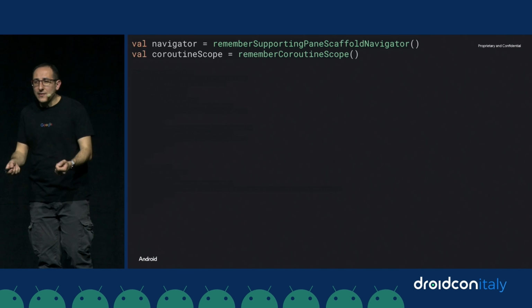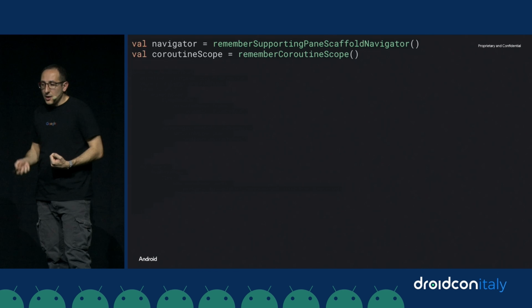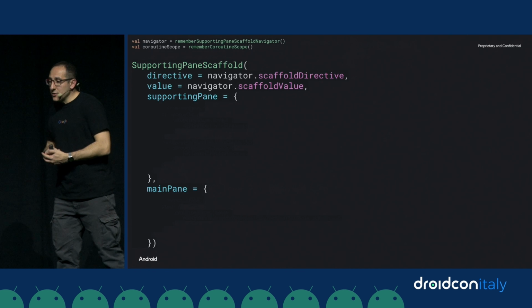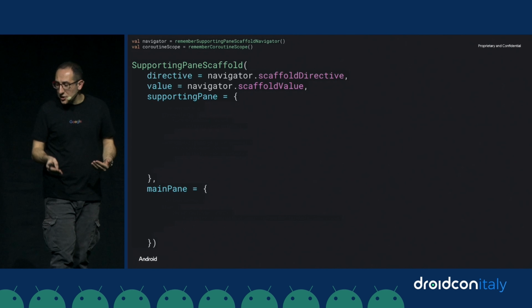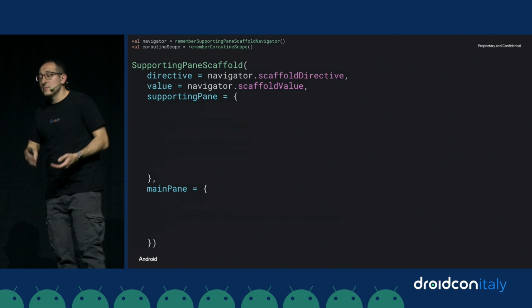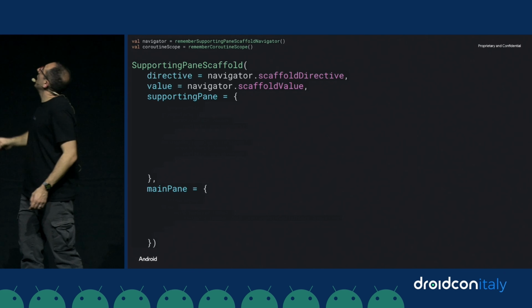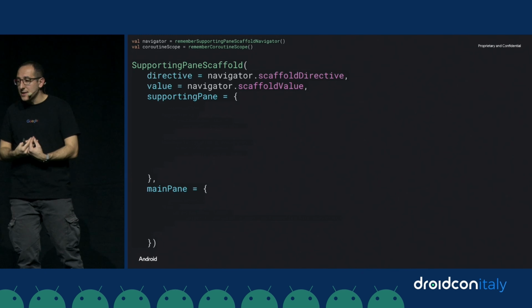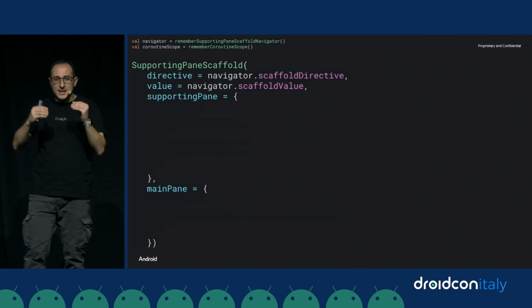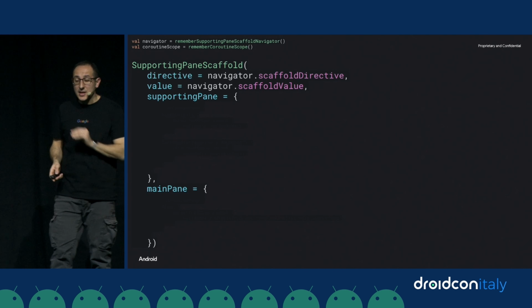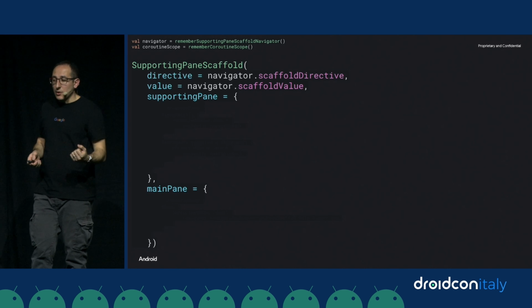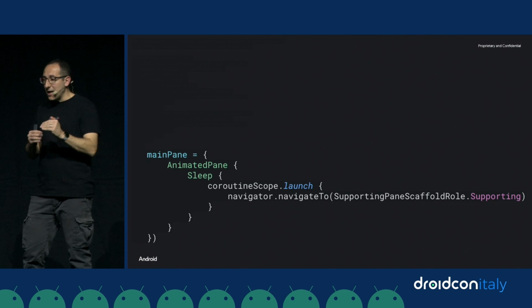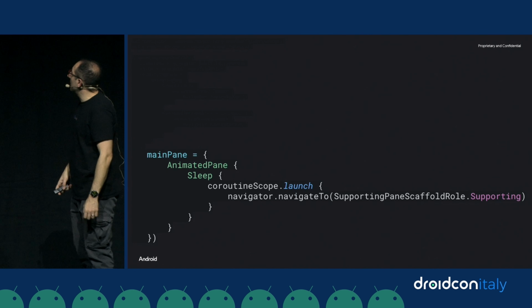Now, we have our composables. What do we do with them? Well, first, we declare a supporting pane scaffold, and we pass in two values from the navigator. We're not going to dive deeper into this because most of the time you're just going to use the scaffold directive and the scaffold value. But what matters most to us is how we're going to take the sleep and the sleep detail and place them in here. So first, we know that our main content was the sleep page, so we place it as the main parameter.